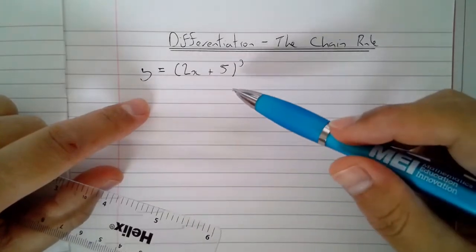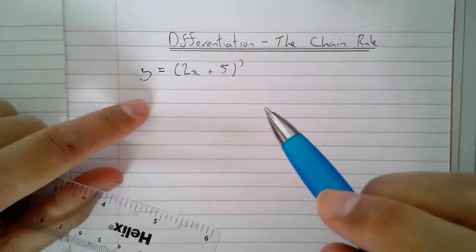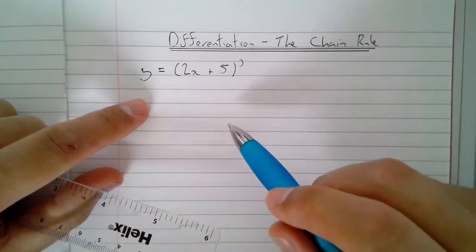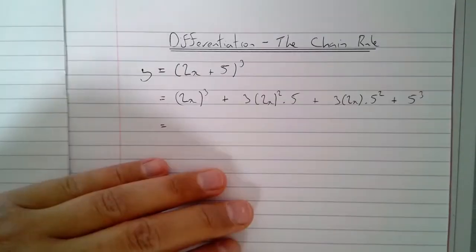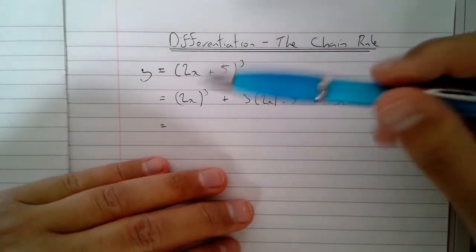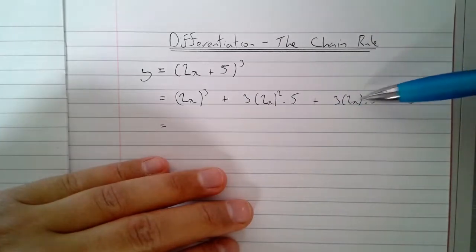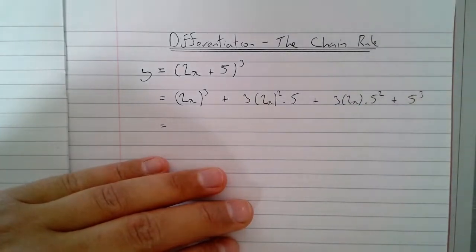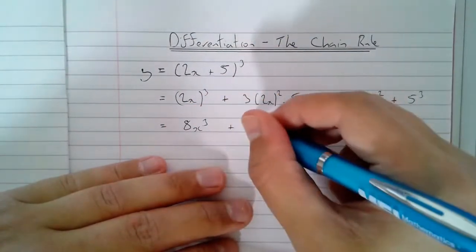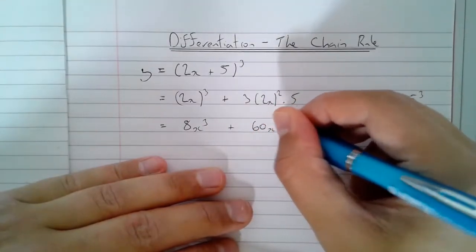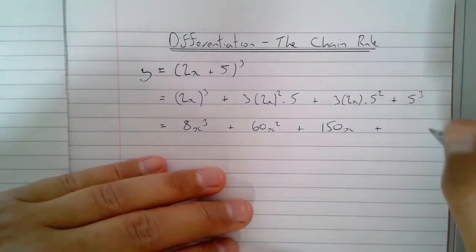And then what I like to do after the expansion is differentiate each term. So have a go at those things. Come back to the video in a moment, and you can check your differential. Using the binomial expansion, we get (2x) cubed plus 3 lots of (2x) squared times 5 plus 3 lots of 2x times 5 squared plus 5 cubed. And if we sort that all out, we get 8x cubed plus 60x squared plus 150x plus 125.